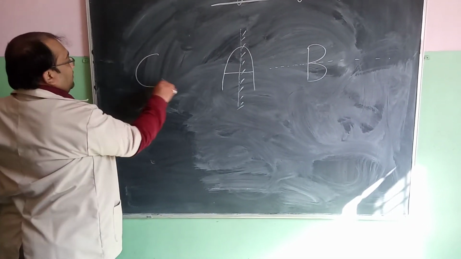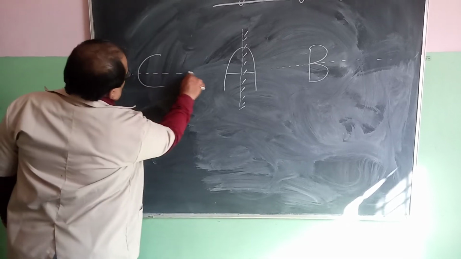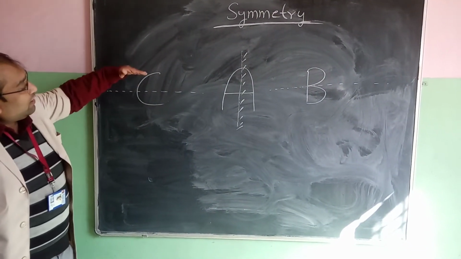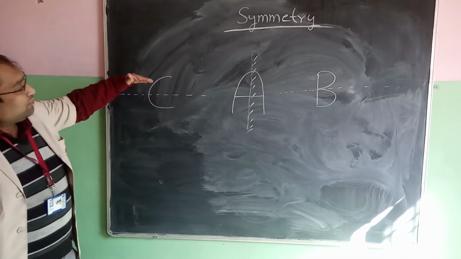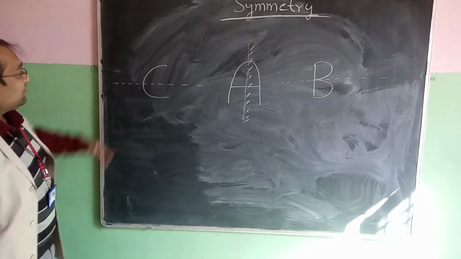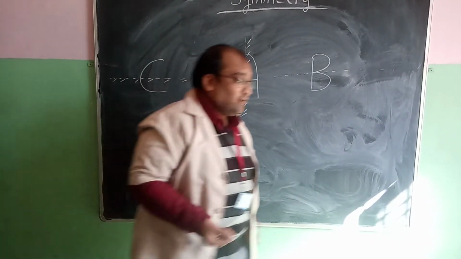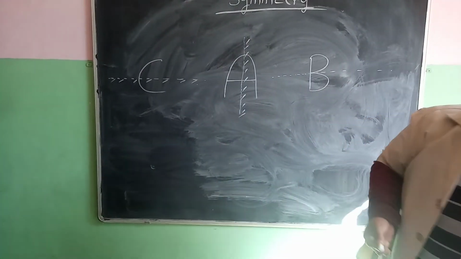C. If I draw a horizontal line passing through the middle of this, then there is a horizontal line of symmetry, because above and below are same. They are the mirror image of each other. So there can be one line of symmetry, there can be two lines of symmetry.